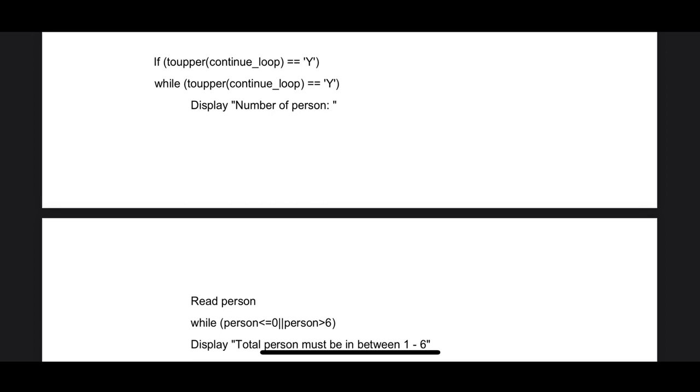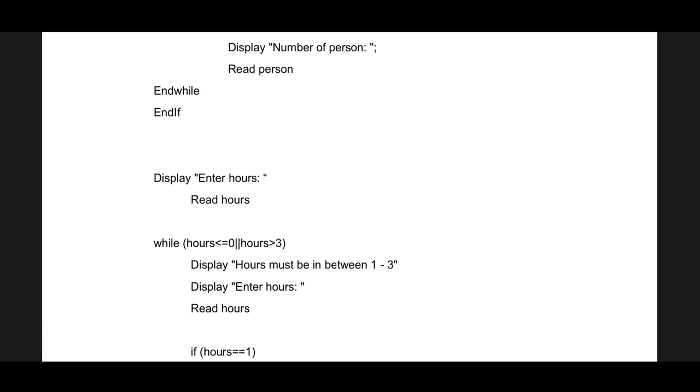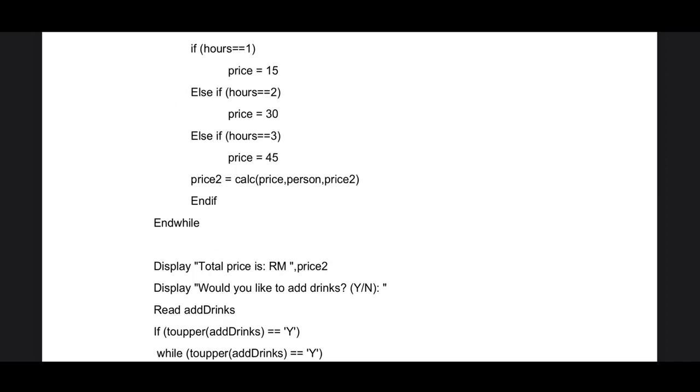If the number of persons is equal to 0, less than 0, or more than 6, it will ask the user to put in the correct number of persons. If yes, it will ask the user to input the number of hours. Same goes with the previous one. If no, it will ask the user to input the correct hours. And if it's yes, it will start to calculate the hours and persons using the function that we stated.